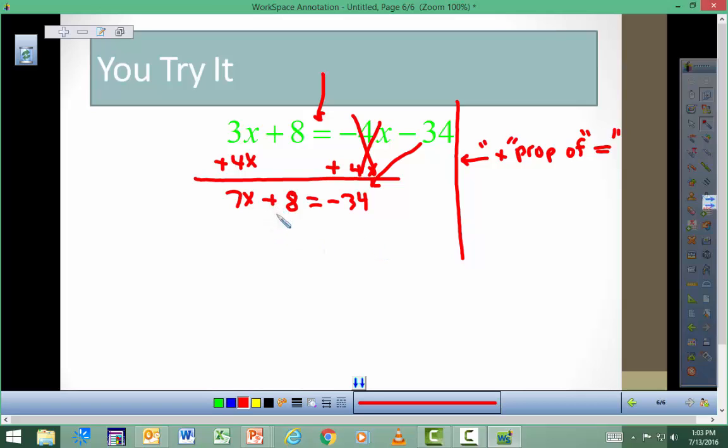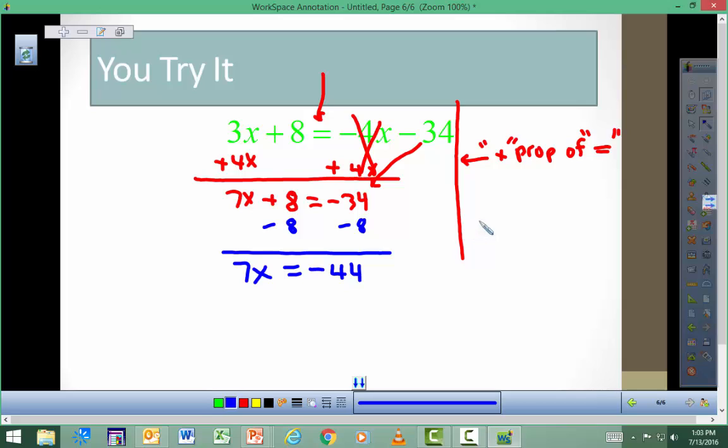Okay, so now the next one we want to do is move this 8, right? So I think what I'd do is subtract 8, and I would subtract 8 over here, right? And that would give me what? 7x over here is equal to negative... let's see, two negatives added together give me a bigger negative. So that's negative 44. Yeah, I think negative 44.